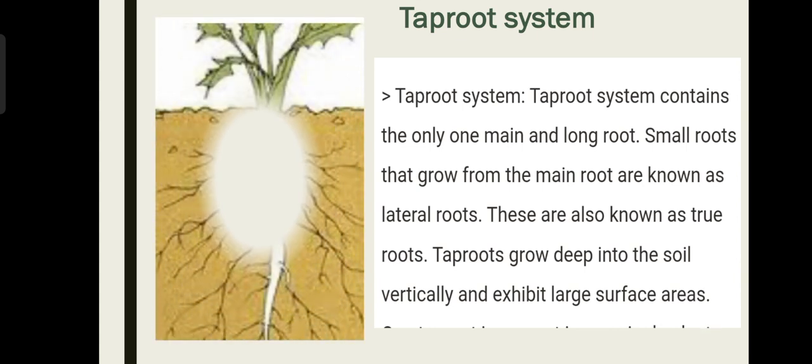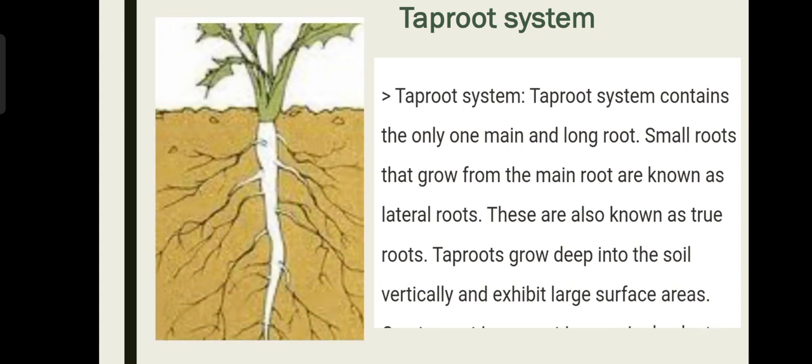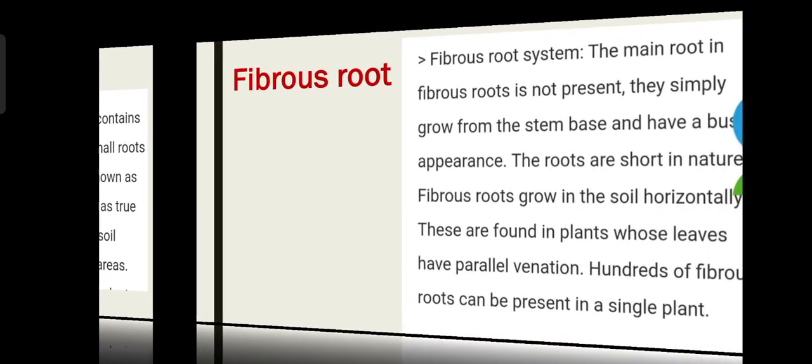Taproot system. The taproot system contains only one main and long root. Small roots that grow from the main root are known as lateral roots. These are also known as true roots. Tap roots grow deep into the soil vertically and exhibit large surface areas.